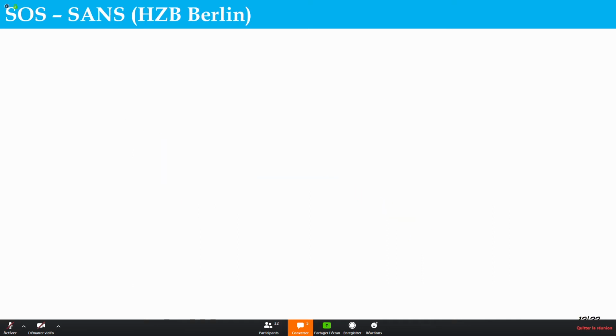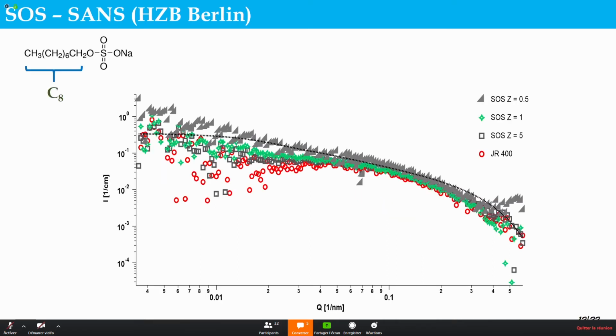But of course, we have two different surfactants. So we can have data with SOS. And when we work with SOS, as we can see here, life is not going to change, because it seems that all the time we are just looking at the JR400. The curves with SOS are not much different from that of the pure JR400 solutions. Of course, the intensity at low Q is going to increase, but it's just because we have more stuff in solution.